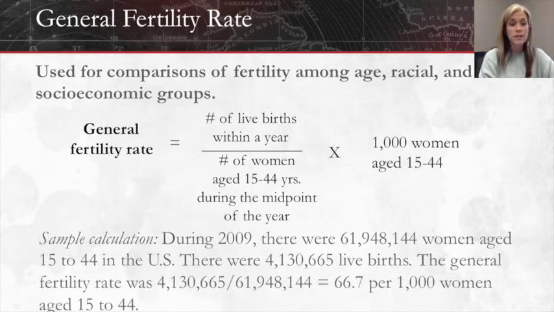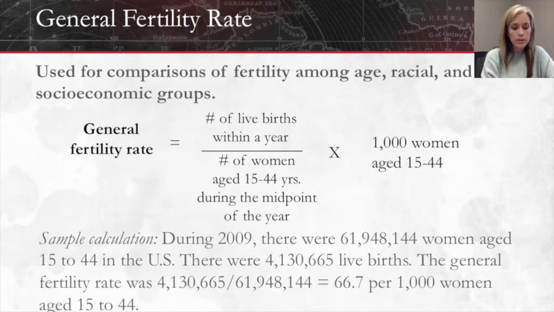General fertility rate. Again, it's very important that we define the numerator and denominator. The general fertility rate is actually used in order to compare fertility rates between age groups, between racial groups, between socioeconomic groups, in order to really understand, okay, who is reproducing, what does that look like in terms of population makeup in the future. So a general fertility rate would be looking at the number of live births within a year over the number of women who were of childbearing age, okay? And so in this case, it's defined as between 15 and 44 years, okay, during the midpoint.